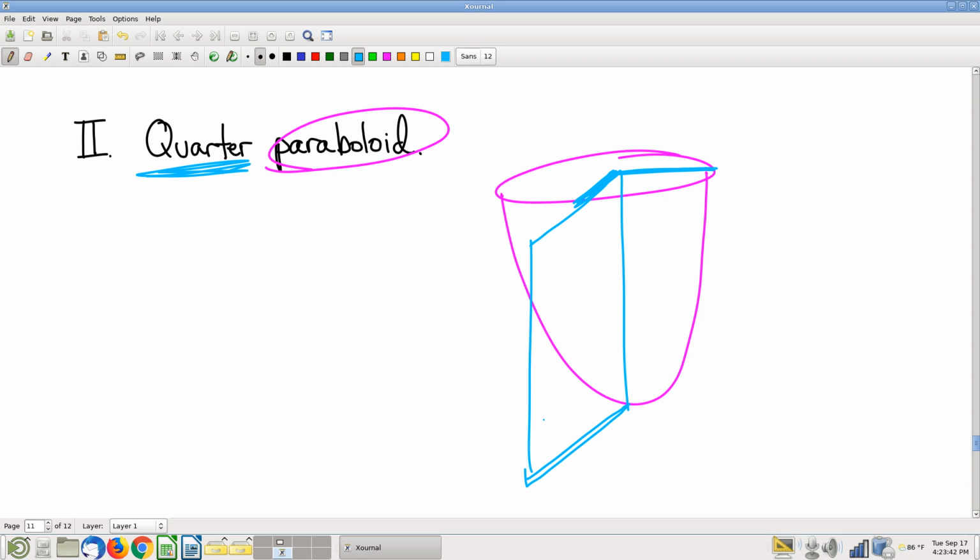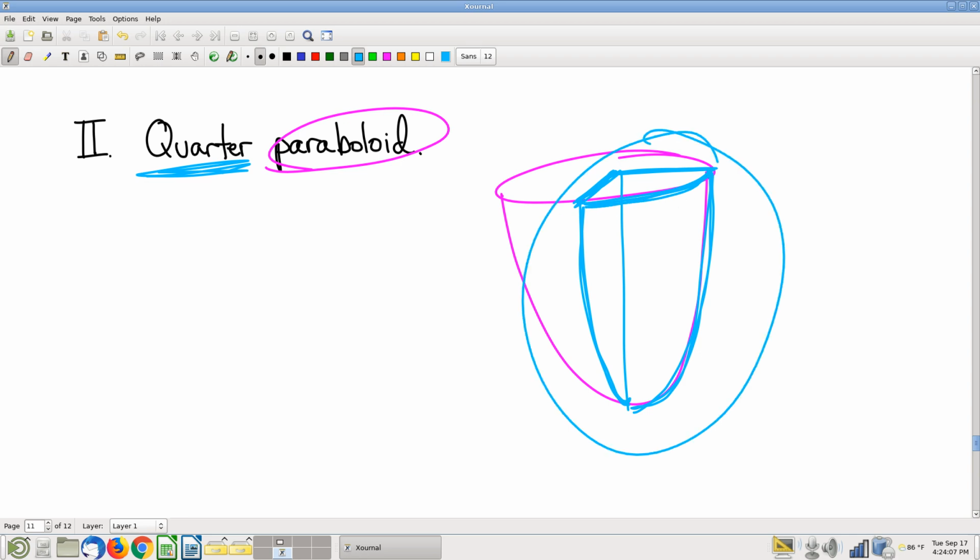Well, a plane intersecting with the paraboloid, that cross section is going to be a sort of a parabola. And then likewise over here, this plane intersecting with that paraboloid is going to make this other parabola. So we're going to have something that's in the ballpark of this shape right here. This is kind of what we're talking about. This is our quarter paraboloid.